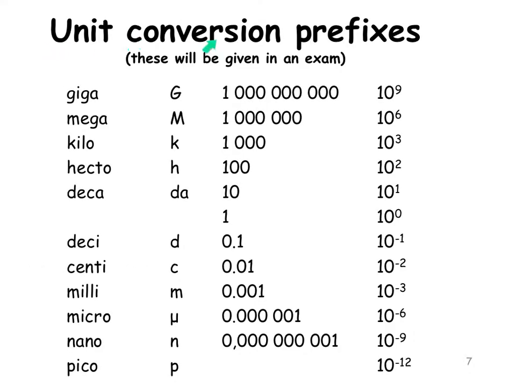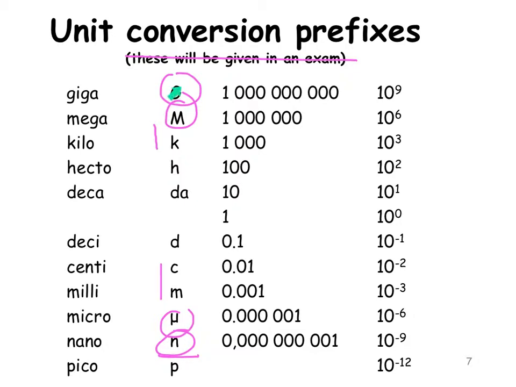Where it becomes handy to be able to use, by the way, these will be given in an exam. Some of them will. Normally if they talk about nano and micro and mega and giga, they'll give those to you, and pico. But they're not going to give you kilo and centi and milli. Those there's an expectation that you should know. So what do you got?